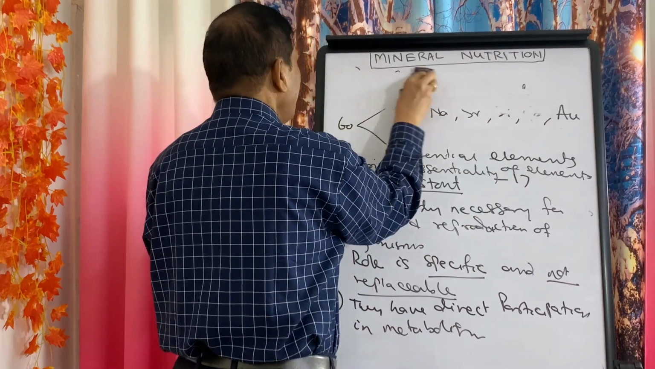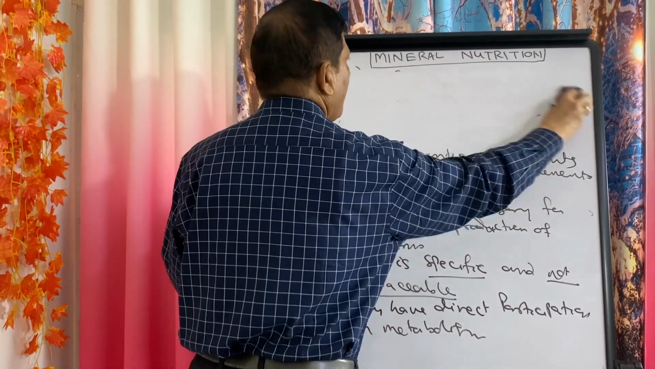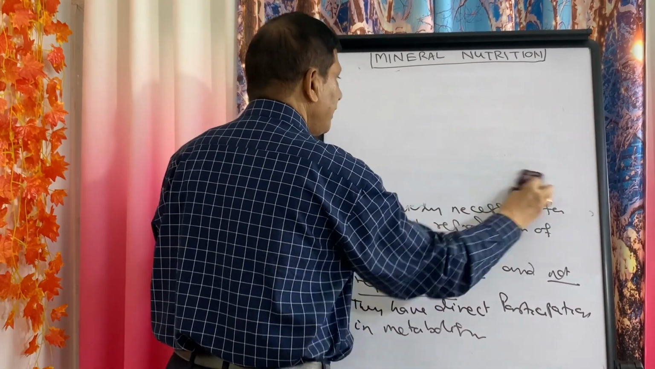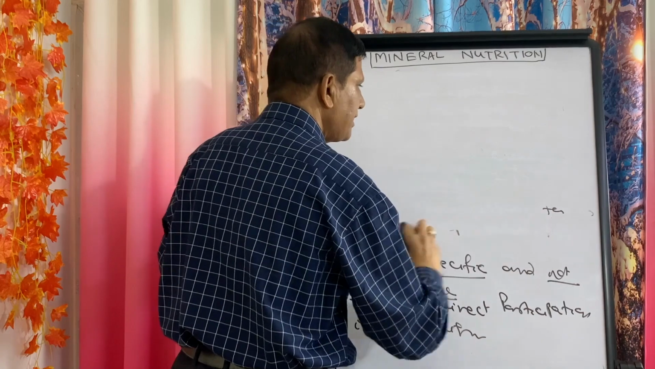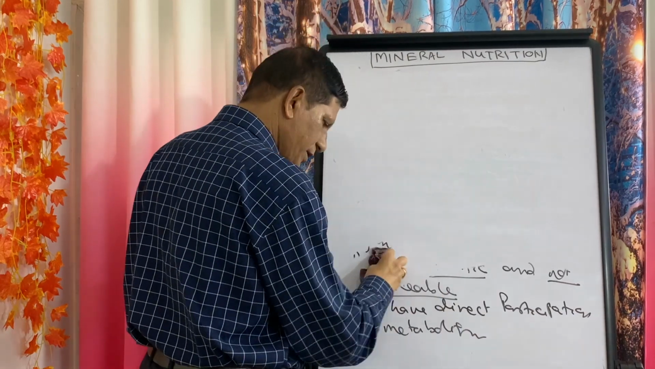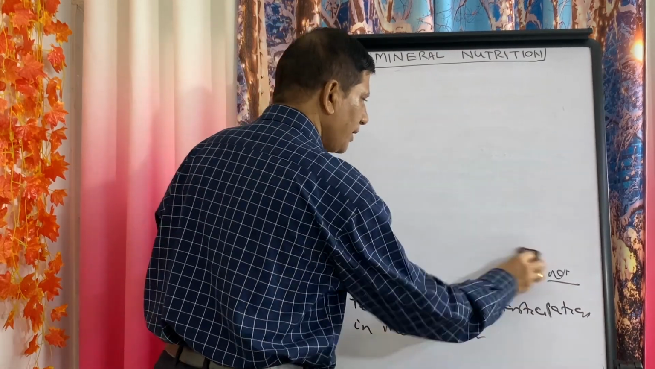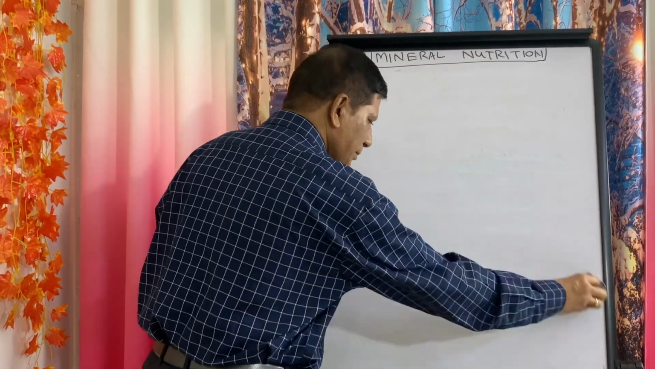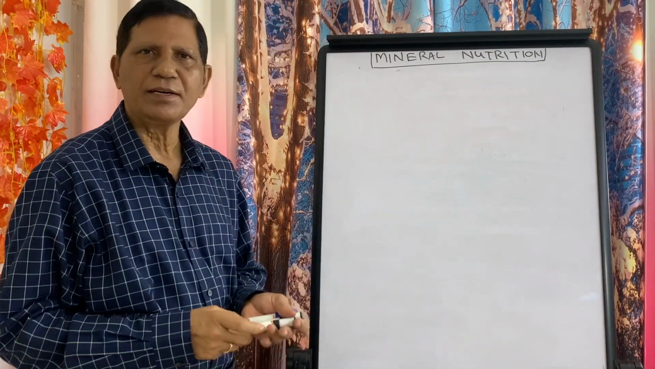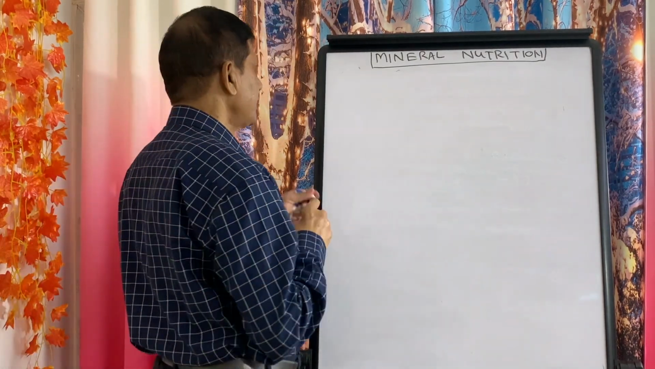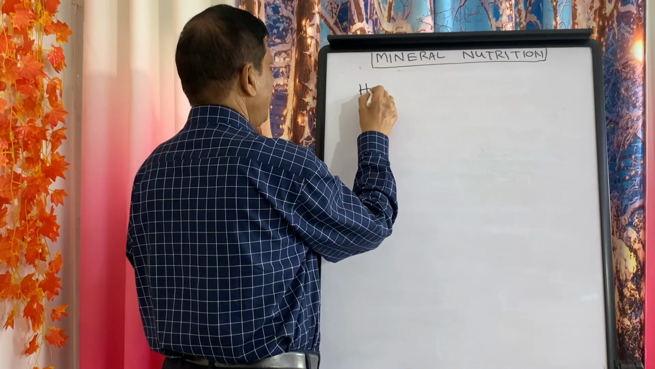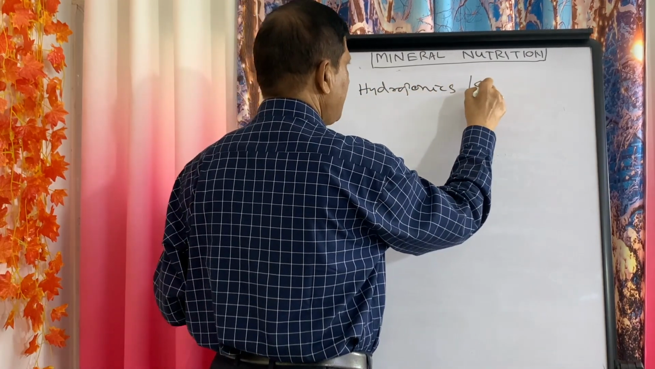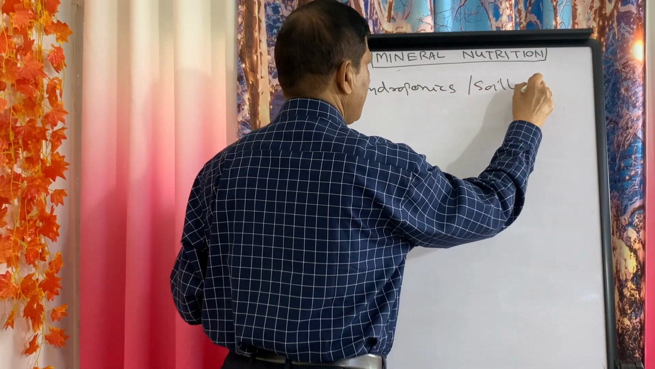Now the next thing is how it is determined that these elements are necessary and these are not necessary. There must be some experiment to know that these are essential and these are not essential. So what is that experiment? The experiment is known as hydroponics. This is again very important. Hydroponics, or this is also known as soil-less culture.